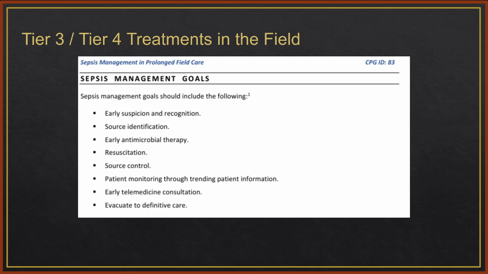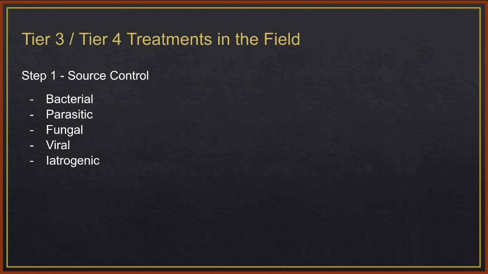So our initial early treatments are going to be that early suspicion and recognition. We're going to try to identify the source, which we're going to be talking about here in just a little bit. Early antimicrobial therapy. We're going to start our resuscitation. We're going to try to control the source of infection if we can. And then the big thing is going to be trying to evacuate them as fast as possible and do a telemedicine consult.